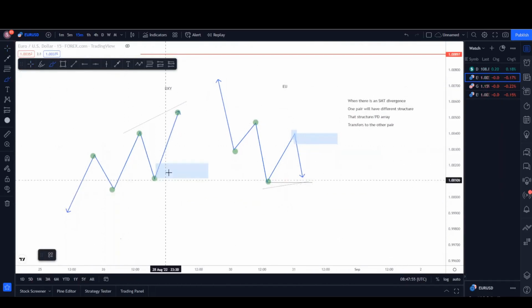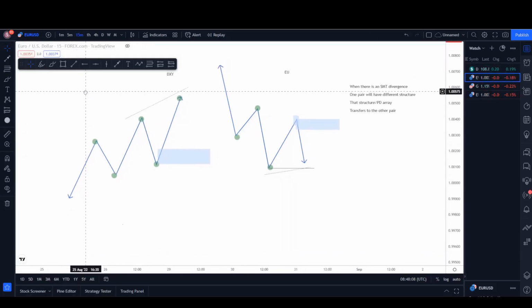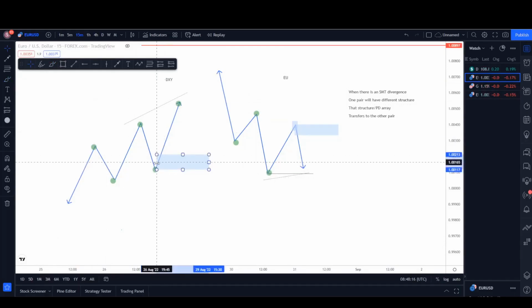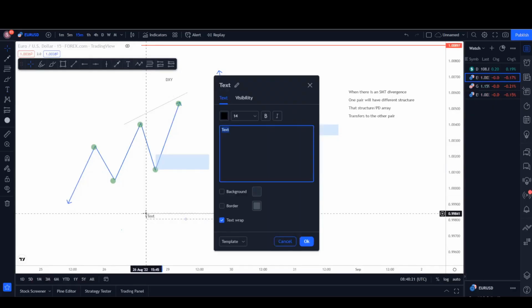Let's say this is H4. H4 structure will be different for dollar and EU. Every single time frame should have no SMT divergences and it should have the same structure. So the M5 structure points would be the same on EU as they are on dollar. Like you wouldn't have to transfer any structure on other time frames, is essentially what I'm saying. Okay, this is a really bad explanation.